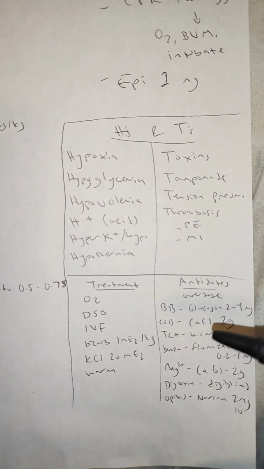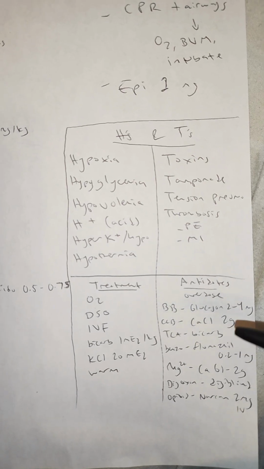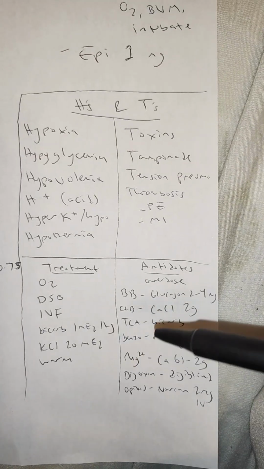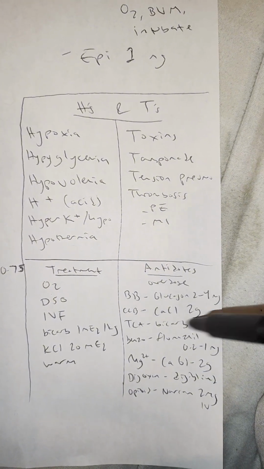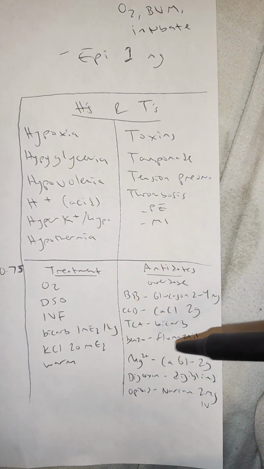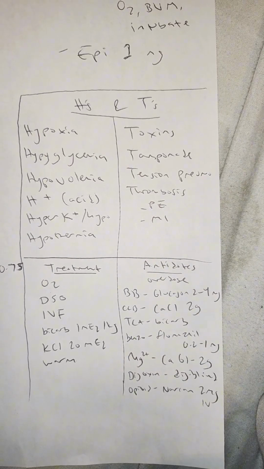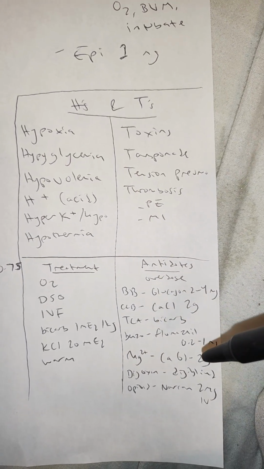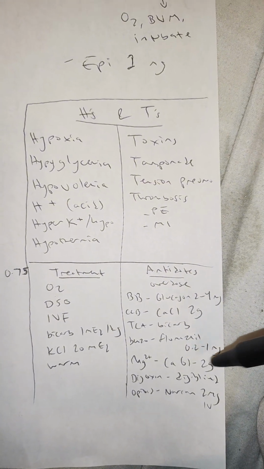Beta blocker, if it's an old lady or somebody that you think may be taking beta blockers, the antidote for that is glucagon, 2 to 4 milligrams. Calcium channel blocker, you give calcium chloride, 2 grams. TCAs, that's sometimes used for like depression, anxiety, you're going to give bicarb, same thing as this, okay? If they took too much benzodiazepine, right, like Xanax, you give flumazenil. That is the antidote. The dose is 0.2 to 1 milligrams.